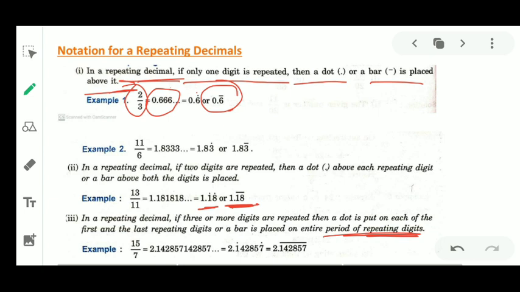Here, you see, for example 15 by 7. When you divide 15 by 7, you will get 2.142857, then again 142857. So here the set of digits is 142857. So you can put a dot on the first and last repeating digits, that is 1 and 7, or you can put a bar over the entire period of repeating digits like this.